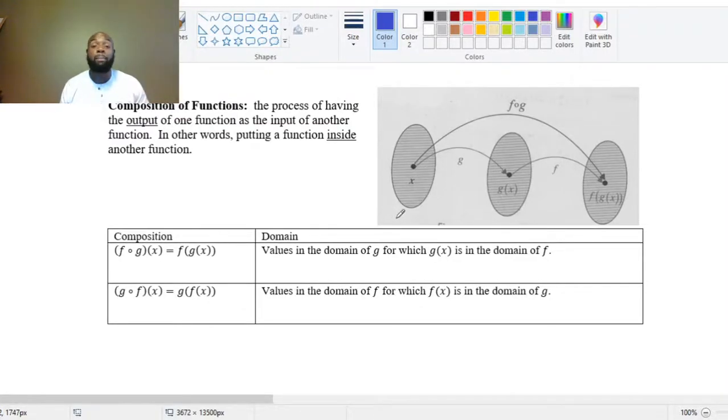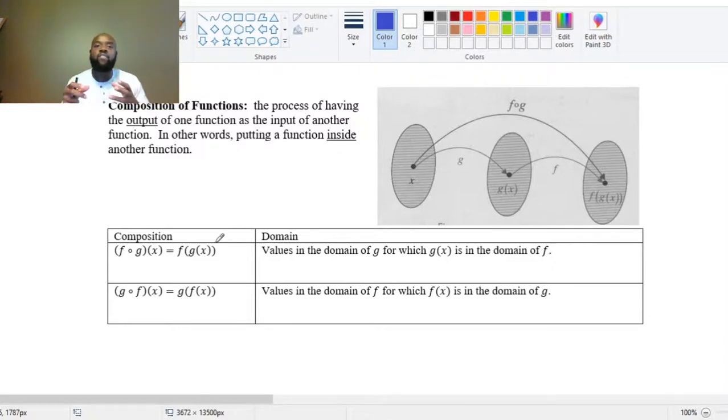When we think about the compositions of functions, we have to think about the domain, all right? So this is the notation for the composition of functions. This is not a zero, it's a composition symbol. F composed with G evaluated at X translates to doing F of G of X. G of X is what we call the inside function, and F of X is the outside function.